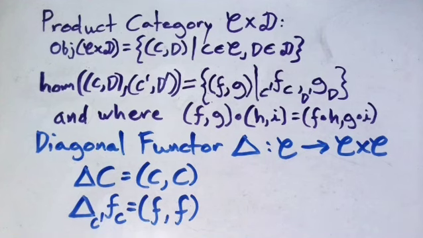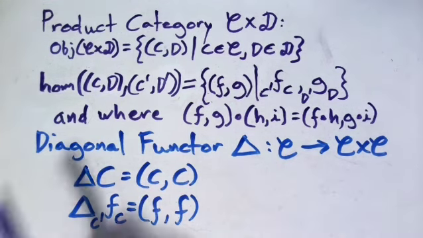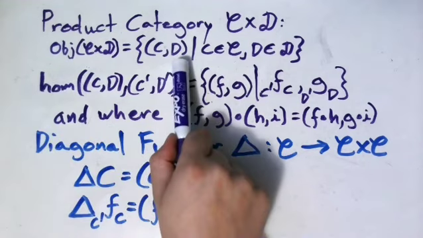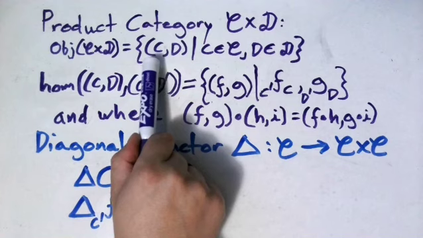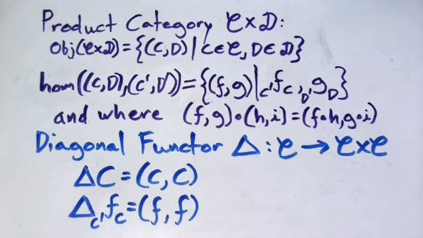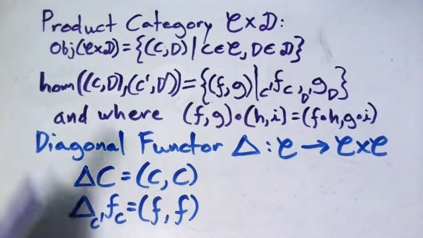Next, let's look at the definition of the diagonal functor. And first, let's remind ourselves the definition of the product category of two categories. So say that C and D are two categories. Then the product category, C cross D, consists of objects, which are ordered pairs of the objects in C and D on the left and right respectively. So all of the pairs CD, where C is in C, and D is in D, where C and D are objects, of course.